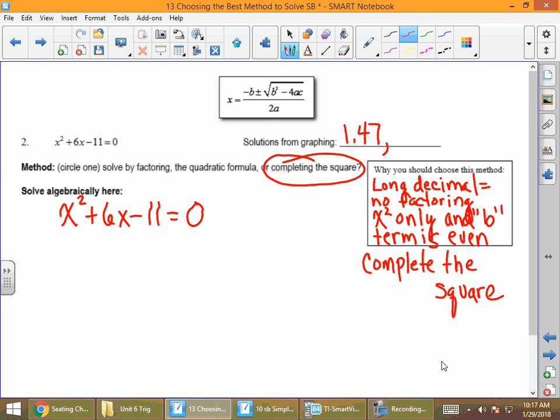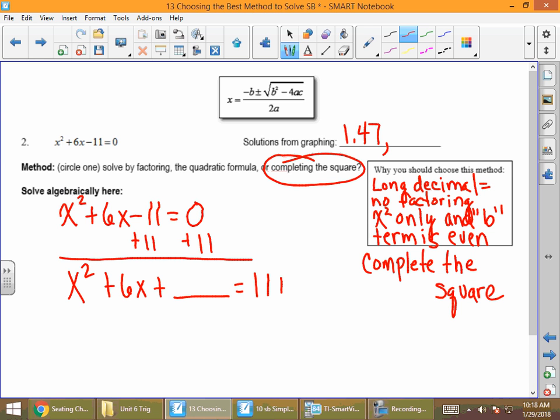Long decimal means no factoring. So first of all, that eliminates that one. Then you've got your choice between the other two. Because there's no number in front of the x squared term, then I start looking at complete the square. Because in this case the 6 is an even number, means I'm not going to get a fraction, so that helps as well. So what we did when we completed the square, we put the variables on one side and the constants on the other. So we get x squared plus 6x plus something equals 11 plus something.